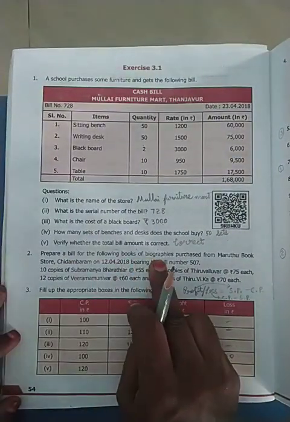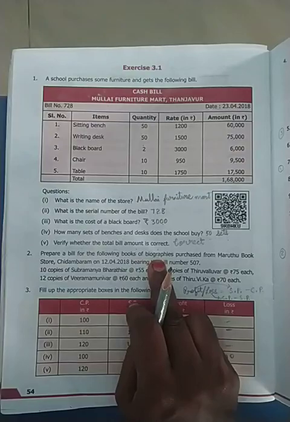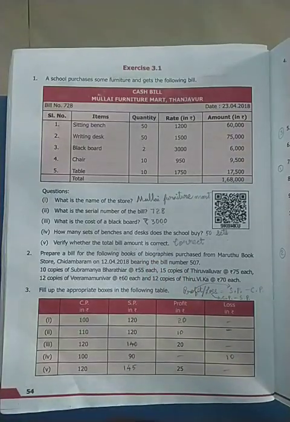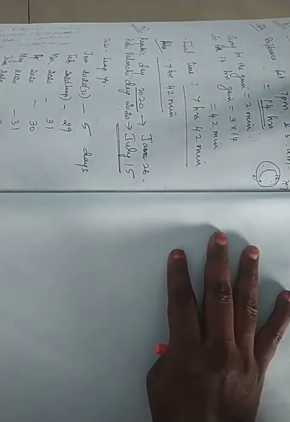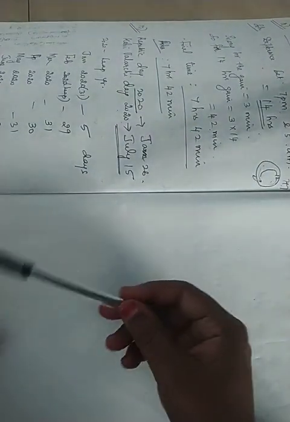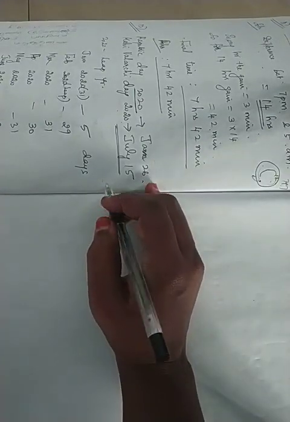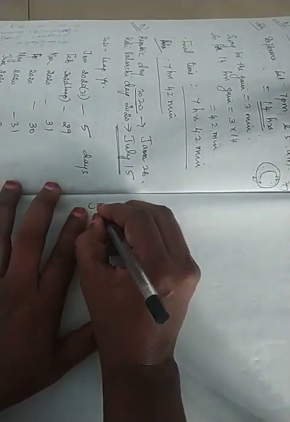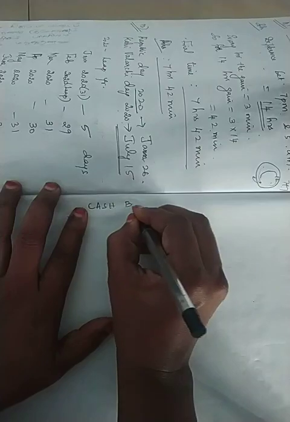Then they are asking us to prepare the bill for the following. So we are going to prepare the bill. See, I am keeping my notebook in the horizontal side, not the vertical side, so that I can draw the bill properly. First, I will write cash bill.